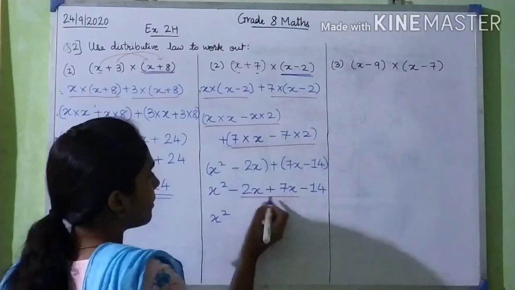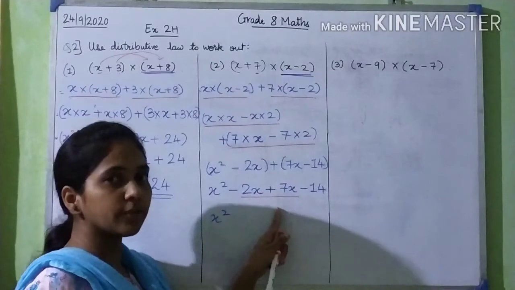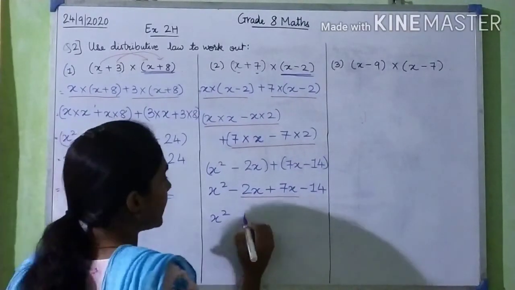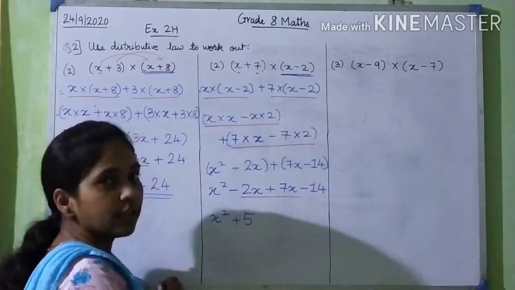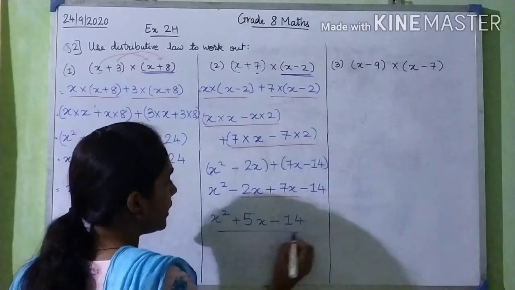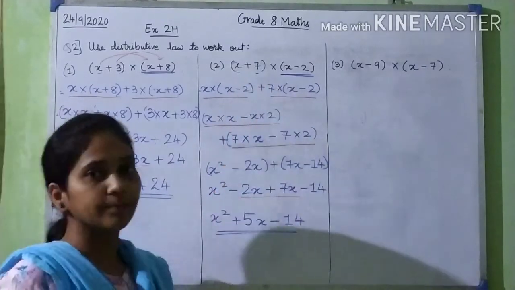So x square minus 2 plus 7 is how much? One number is negative, other number is positive. So we have to subtract. So 7 minus 2 is 5. Greater number is 7. It is having a plus sign. So the answer will also have a plus sign. So x square plus 5x minus 14. Okay. This is our final answer. This is the product of these two given expressions.